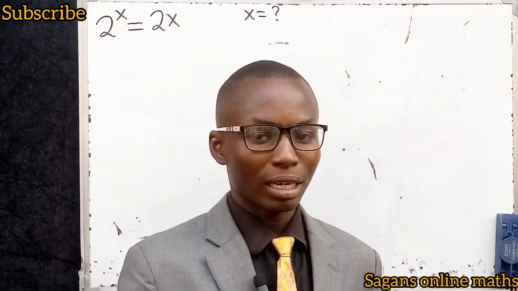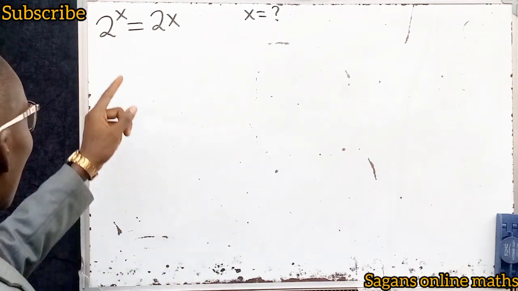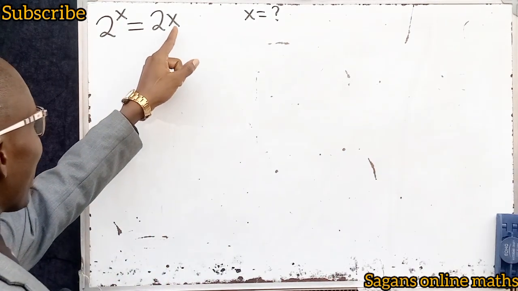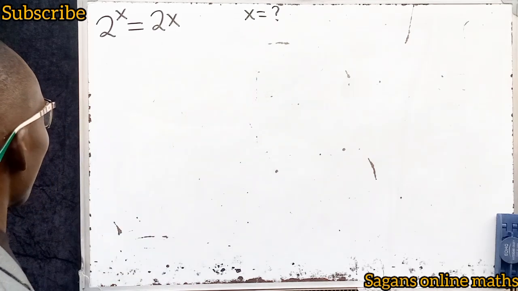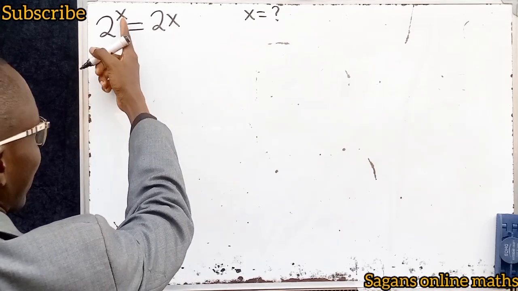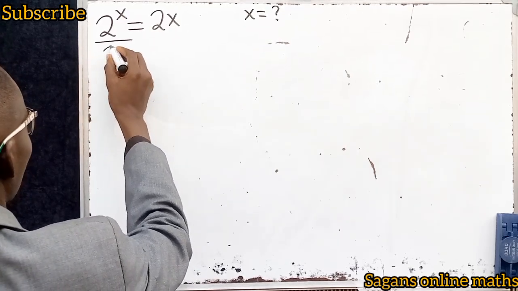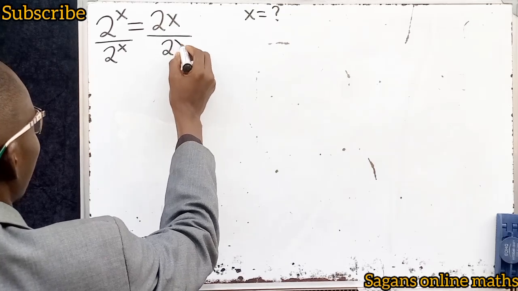Let's solve this question together. Now we are given that 2 raised to the power of x is equal to 2 multiplied by x. We are asked to find the value of x. Now our first step, what we are going to do, we are going to divide both sides by 2 to the power of x. So if we divide here by 2 to the power of x and divide here by 2 to the power of x.